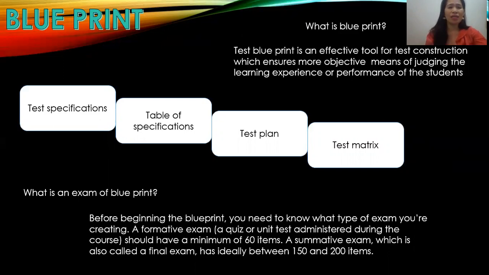What is an exam blueprint? Before beginning the blueprint, you need to know what type of exam you're creating. A formative exam, or a quiz or unit test administered during the course, should have a minimum of 60 items. A summative exam, which is also called a final exam, has ideally between 150 and 200 items.